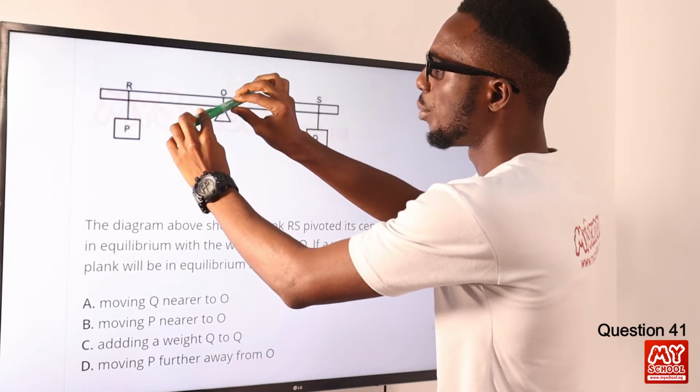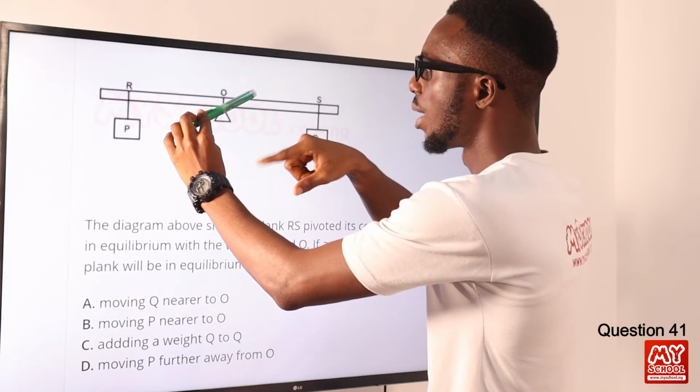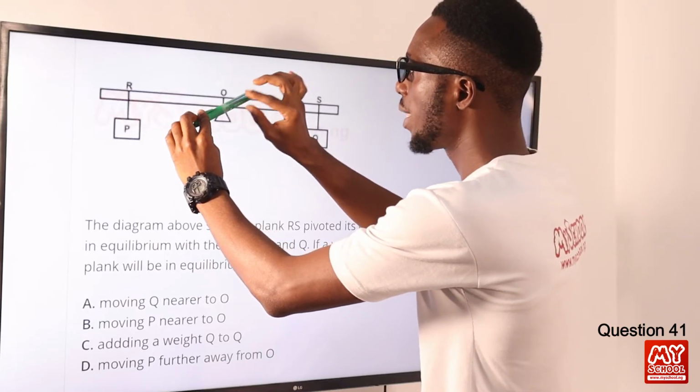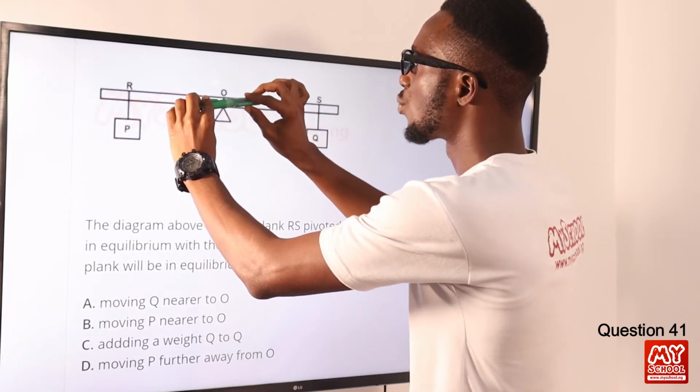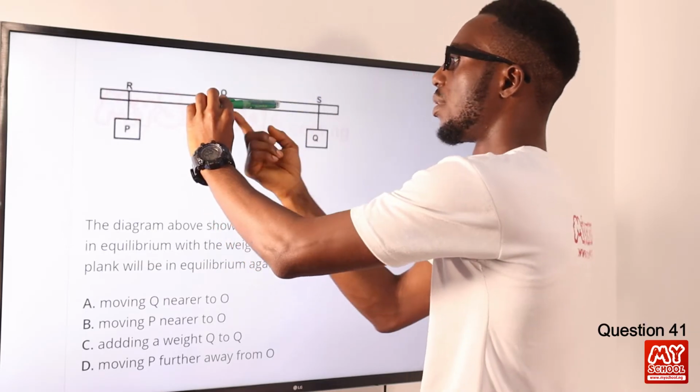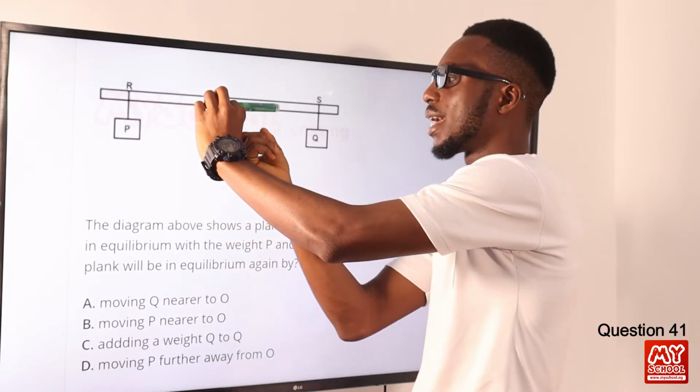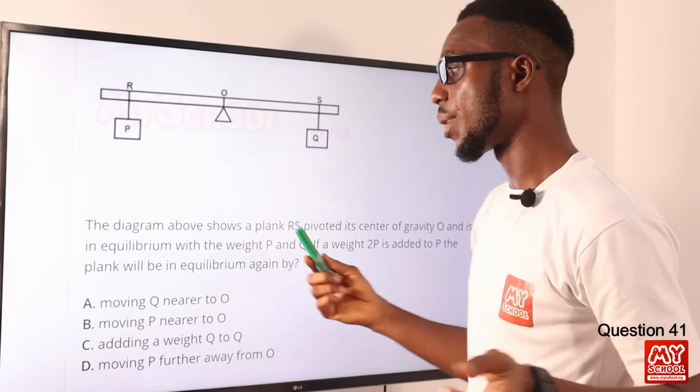Because of the weight I've added here, the only way to counter that is to bring this, R, towards O. By the time I bring it towards O, there is a kind of assistance right here. So you can try that at home, of course, or wherever you are.